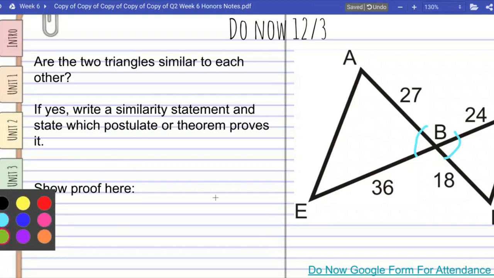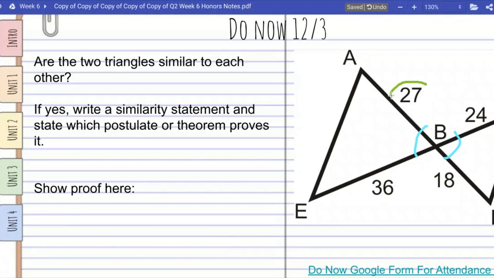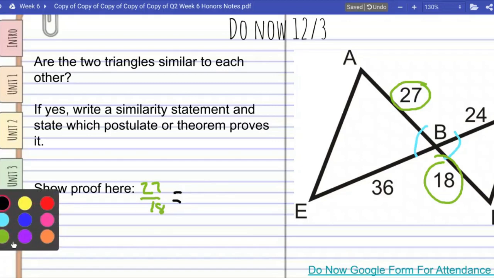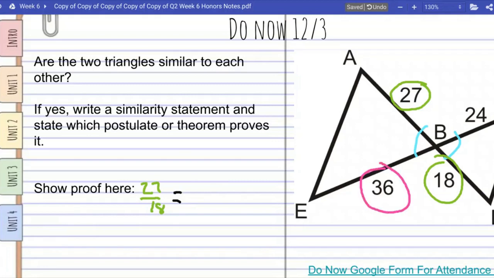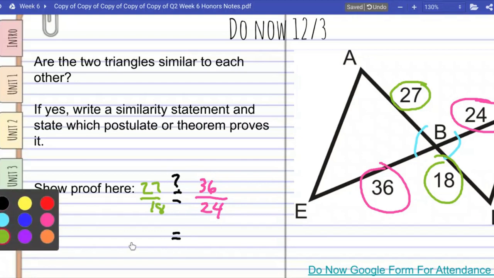And then if I check for the sides and see if they're proportional, if I divide the numbers, 27 and 18, show your proof here, 27 divided by 18, that happens to be equal to 36 over 24. I just checked to see if these corresponding sides are proportional to each other. And when I do this and I reduce both these fractions, I end up with 3 over 2 for both of them.